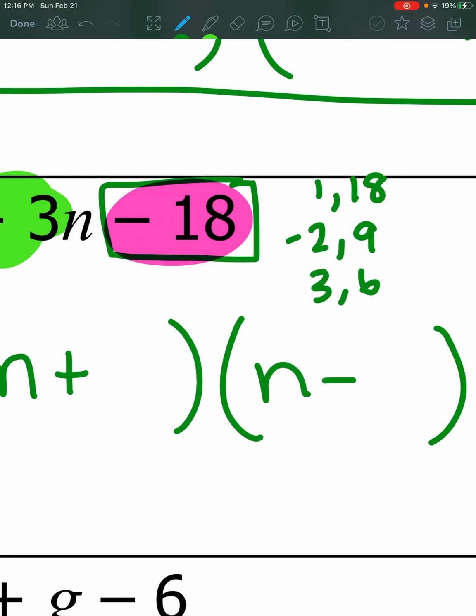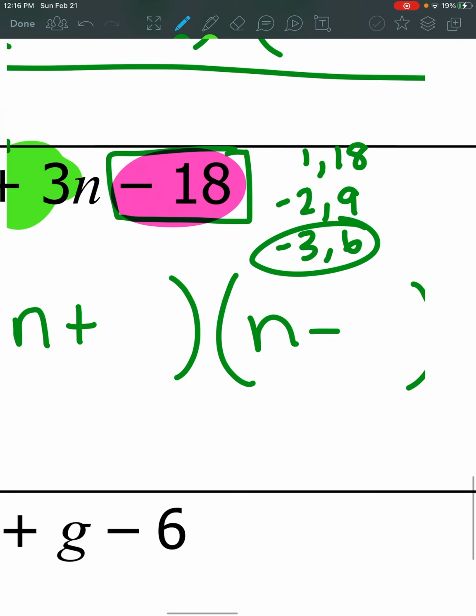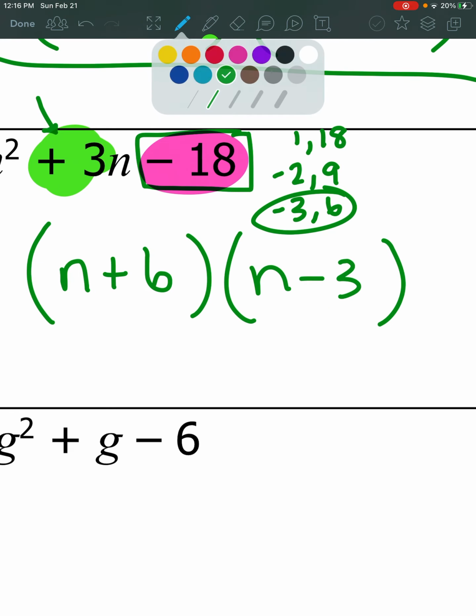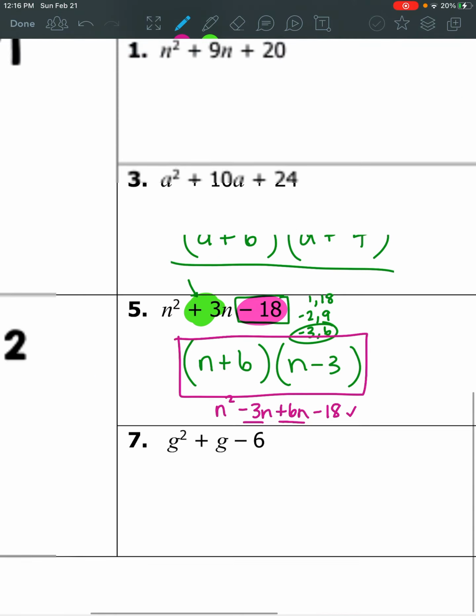We'll do 3 and 6. Again, like I said, the bigger term has to be positive since the middle term is positive. So we'd have to make the 3 negative. So those multiply to negative 18, they add to positive 3. So that works out. So then when we place our numbers into our binomials, we have to make sure the 6 gets put with the plus sign and the 3 gets put with the minus sign. And then like we did in the last examples, I would always double check your work. So n squared minus 3n plus 6n minus 18. The middle terms combine to plus 3n, so we know our answer is correct.